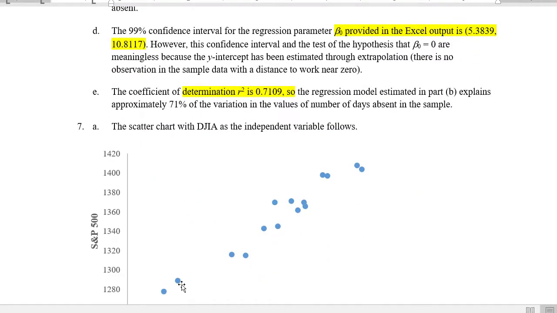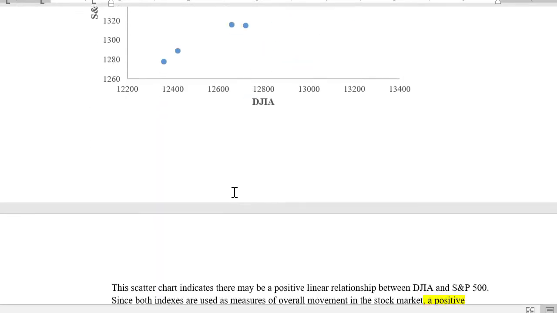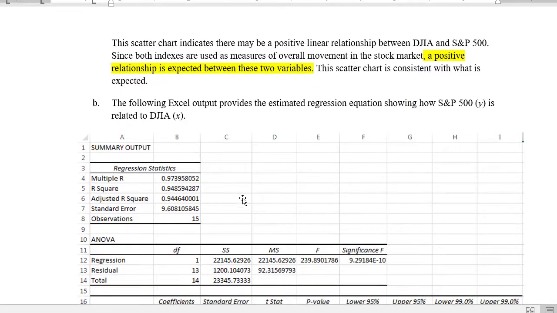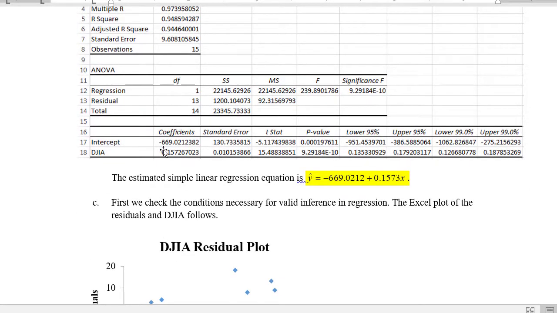In problem 7, we do a scatter chart. Again, this is a positive linear relationship. Wanted to make sure you knew that. We got the regression output. I want to know that you can write that equation. Again, B0, B1. So it's always B0 plus B1 times X. If this B1 happens to be negative, then you would just make it a subtraction. But here it's positive.